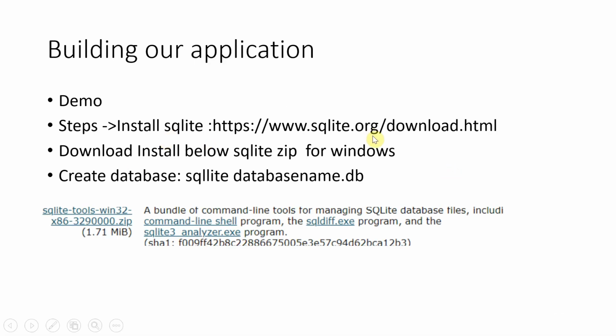Basically, you have to install the SQLite database into your application. You have to download and install the one below for Windows. The others are the same. Instructions for other OS are there. Once you do that, you have to create a database. Go to the command prompt and type sqlite database.db. All of this is covered in the demo, so it's available.